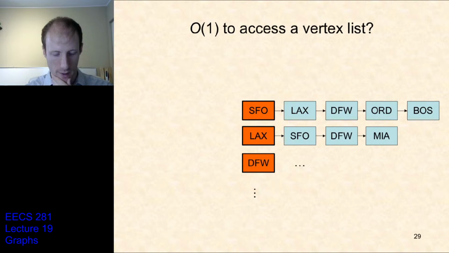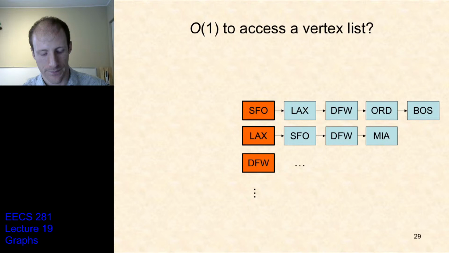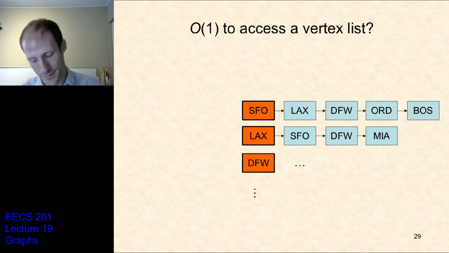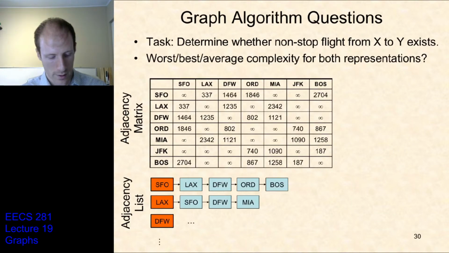And we said that it was O(1) to access a vertex list. What this means is we're probably just going to, again, have a hash map that maps from, in this case, the string name of the vertex to its list of neighbors in the graph. So now let's move on to some very simple graph algorithms.